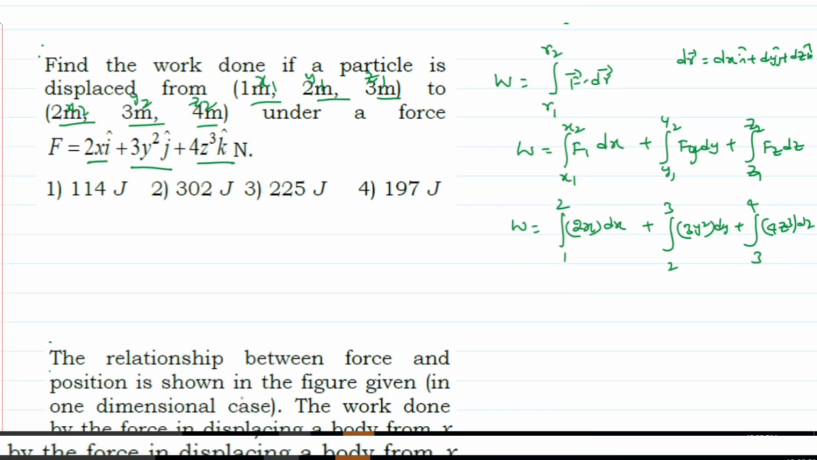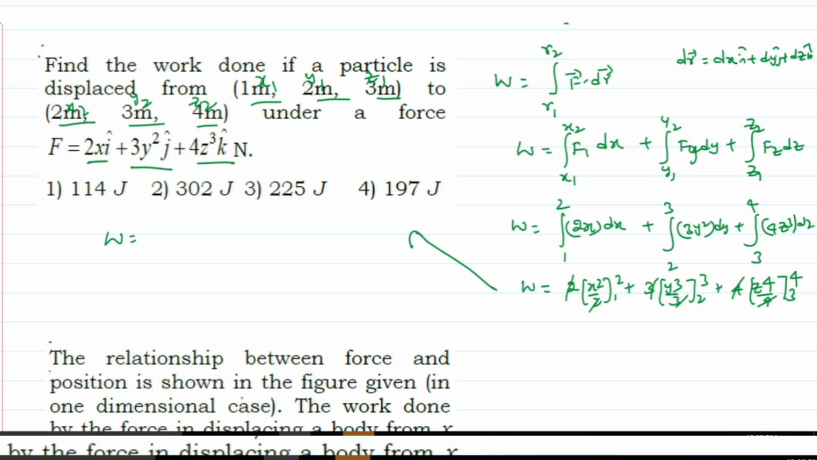W equals 2 into x square by 2 between the limits 1 to 2, plus 3 into y cube by 3 between the limits 2 to 3, plus 4 into z power 4 by 4 between the limits 3 to 4. When you simplify this, W equals, here the 2s cancel, the 3s cancel, and the 4s cancel, by taking them outside common.